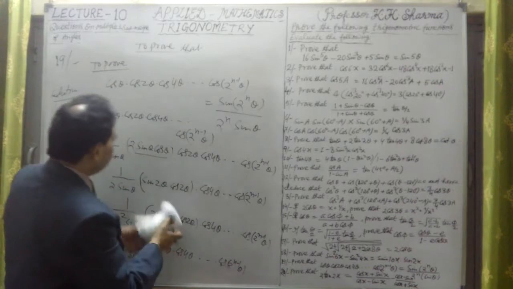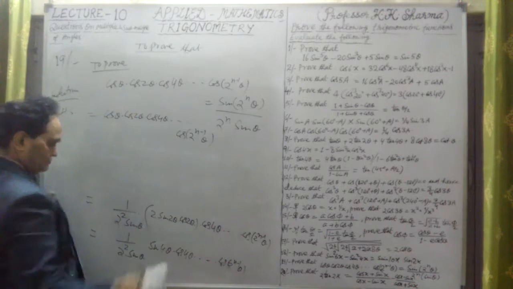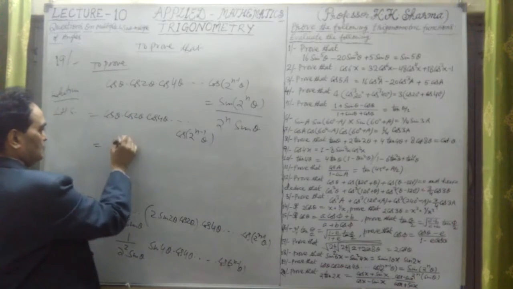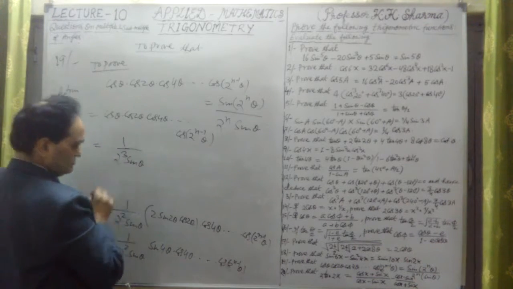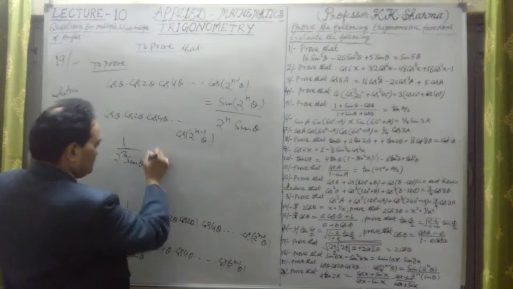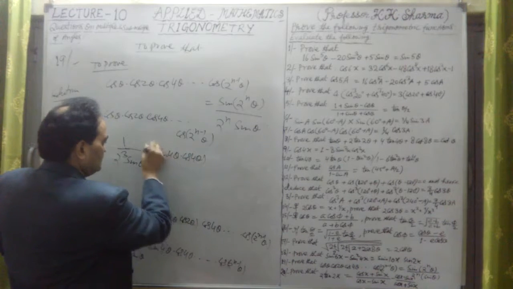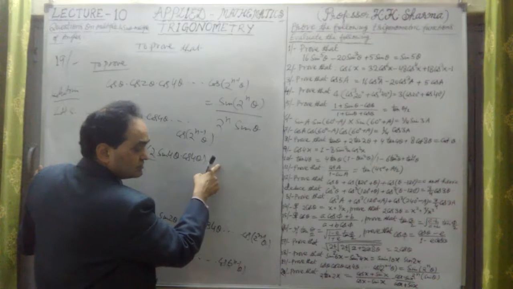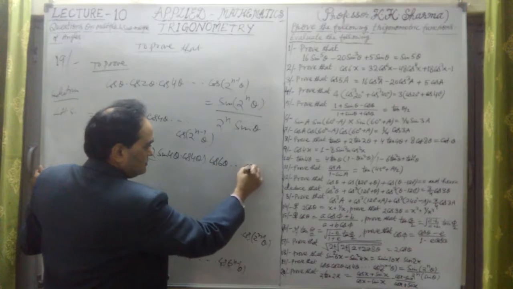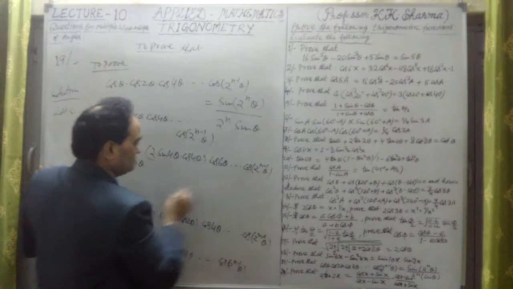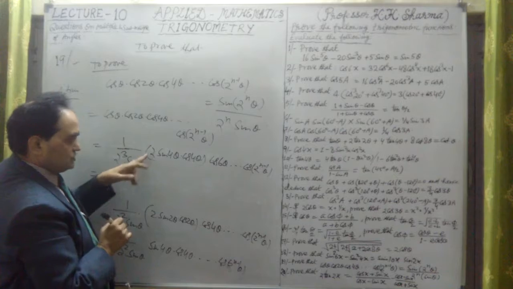So what do we see here? We see that the third time, if I do 2 to the power 3 into sine theta, into 2 sine 4 theta into cos 4 theta, and next will be cos 6 theta and so on, up to cos 2 to the power n minus 1 theta. What do we see? This is the third step. We have divided by 2 again.